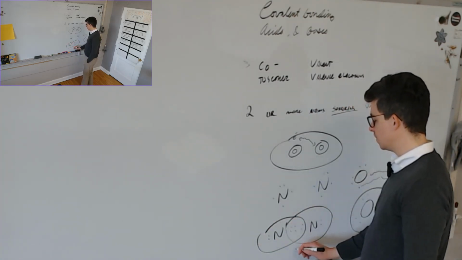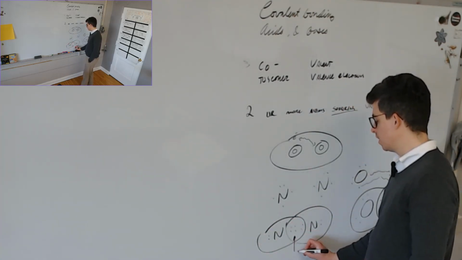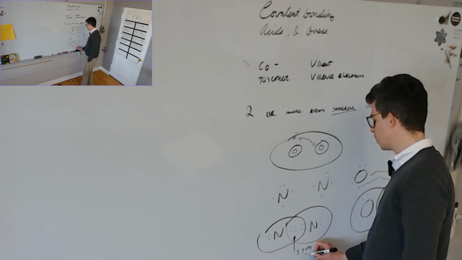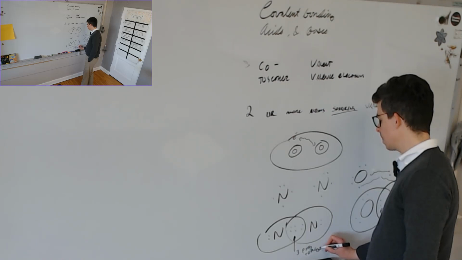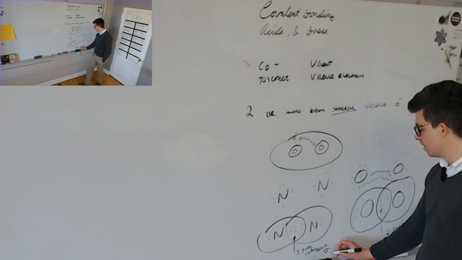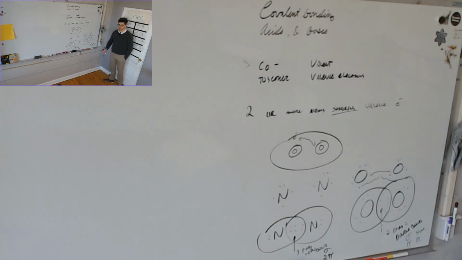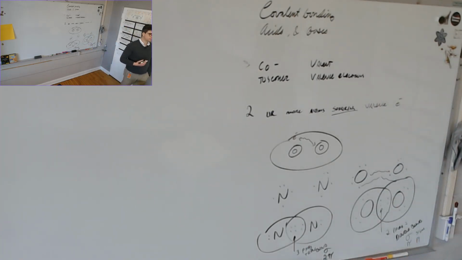What kind of bond do you think this is? Triple bond. This is a triple bond. So 3 pairs is a triple bond, and that would be a sigma and 2 pi's. These are Greek letters, and they just represent, I guess, the nature of the covalent bond.